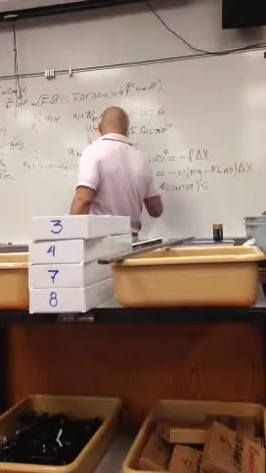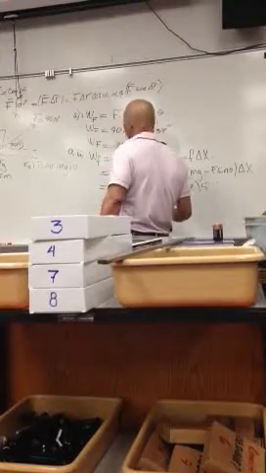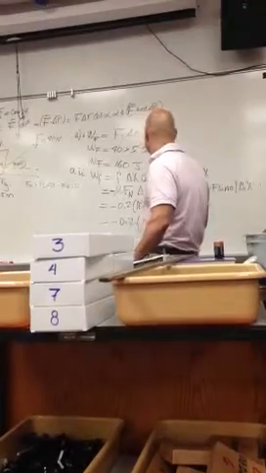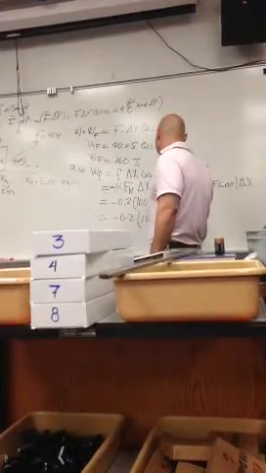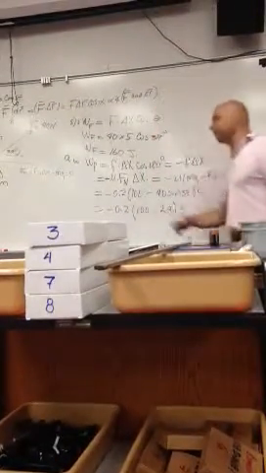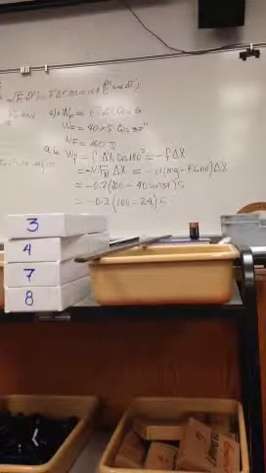Negative 0.2 times 100 minus the force, which is 40 sine 37, which is 24, times 5. And you get it from there. That's the work done by the friction, approximately.